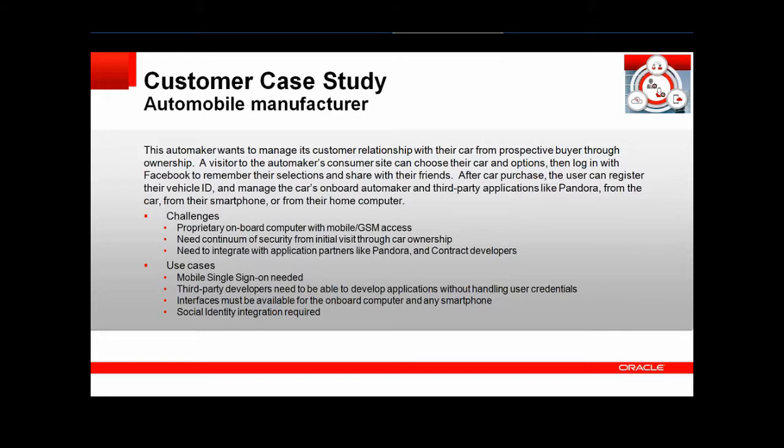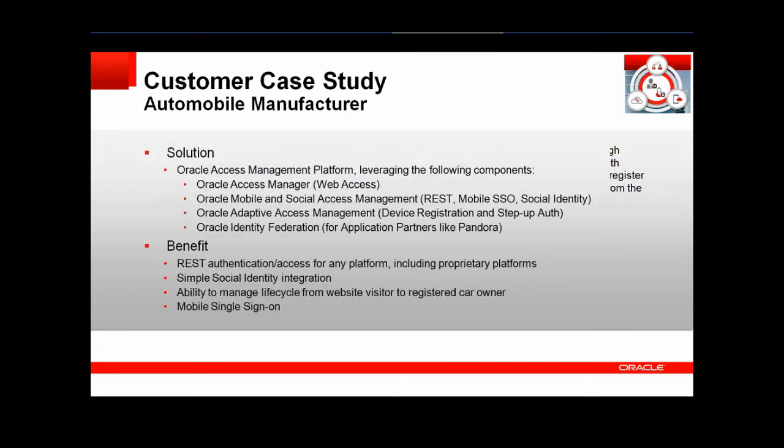So their requirement was mobile SSO, and they also had apps built by the car manufacturer as well as third-party apps. Those third-party applications need security without a lot of coding effort, as well as social identity login, because prospective buyers might use their social identities to go and look at the cars that are available, and so on and so forth.